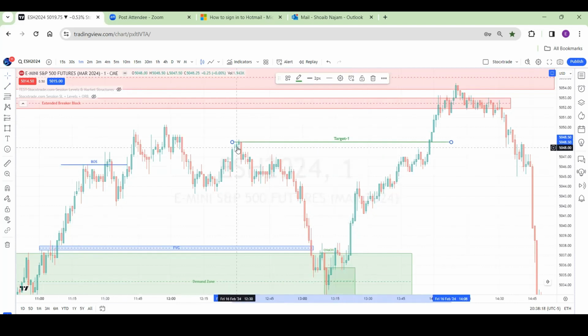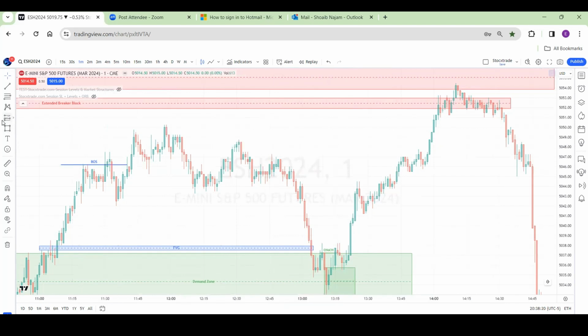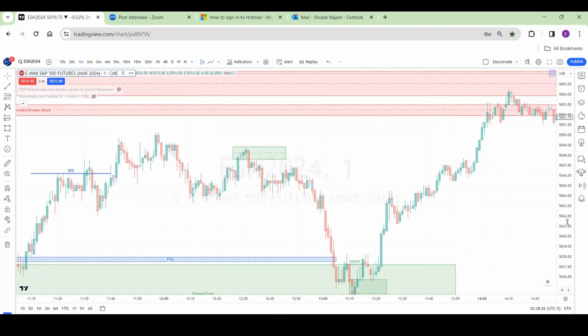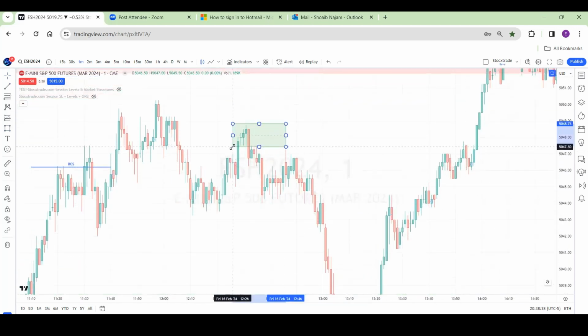And if I mark the supply zone here, you will see the reaction. The last candle, green candle. Mark all the wicks. These 3-4 wicks of the base candle.